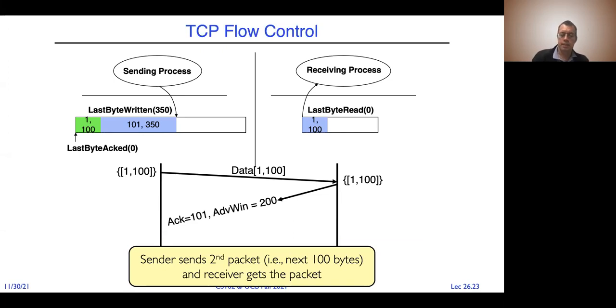Before receiving this acknowledgement, because the advertised window is 300 bytes and I sent only 100 bytes, I'm going to send the next packet, me being the sender. The bytes are between 101 and 200, right? And again, here I am showing all the bytes which have been sent. So now I have sent from the sender between 1 and 200.